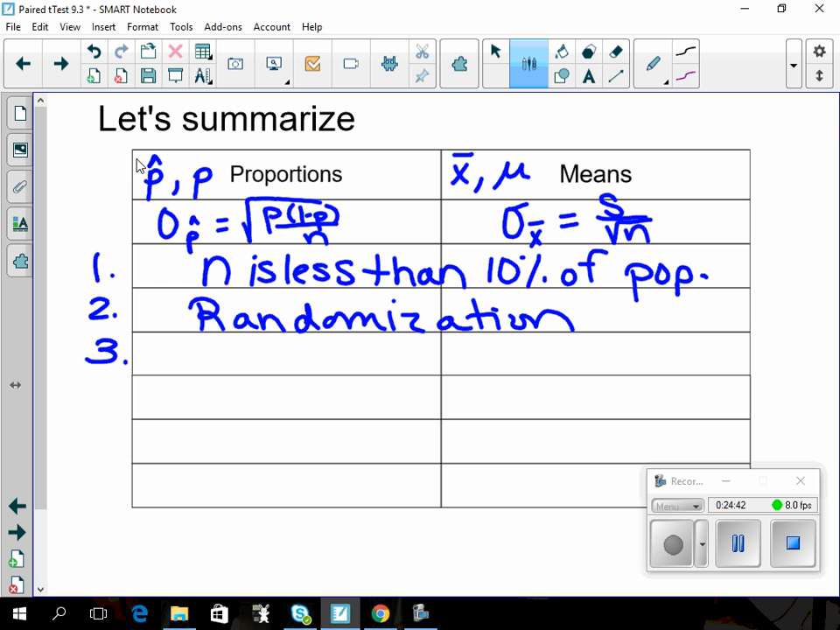The third condition is different for both. For means, n has to be greater than or equal to 30, or what? If it's stated as normal, then that means something else. That's true. That means we're going to use z's, right, rather than t's. What's true graphs?